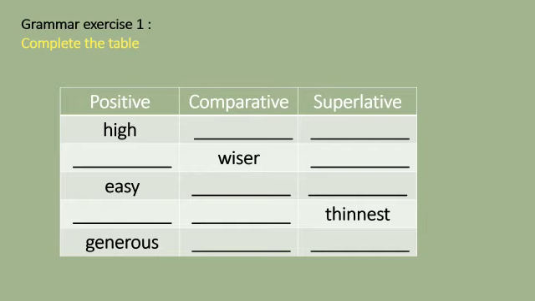Fourth, superlative, thinnest. You have to write the positive and comparative. Fifth, generous. You have to write the comparative and superlative.